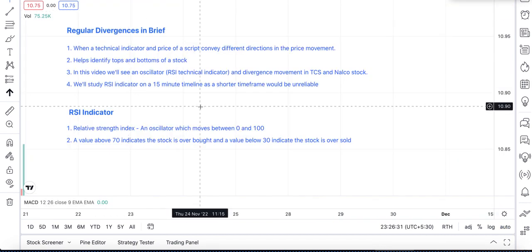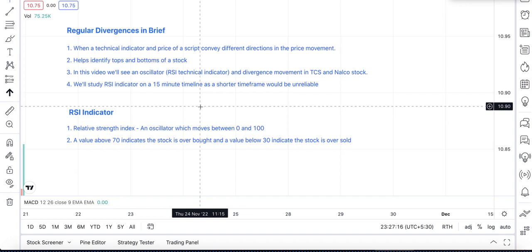That's the very core of what divergence is, and it can help you identify tops and bottoms in the stock market. In today's video, we'll be discussing it with an oscillator, the RSI oscillator, and study both TCS as well as NALCO stock. We'll be studying both these charts on a 15-minute time frame to get the best and most reliable signals in the market. On a shorter time frame, you can definitely study those, but the chances of getting unreliable signals and hitting your stop loss might increase in that case.